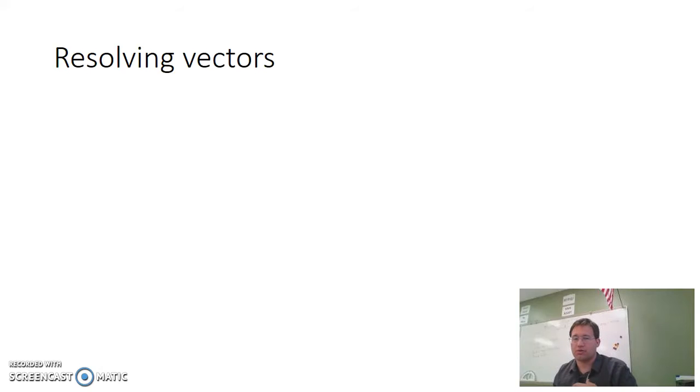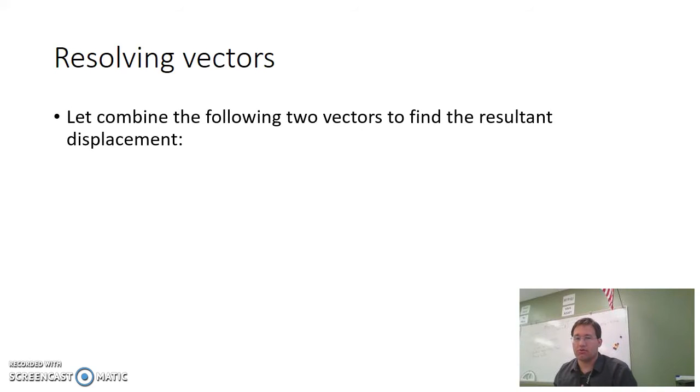So we're going to run through a little practice problem here. We're going to combine the following two vectors to find a resultant displacement. This is going to be one of the more difficult ones that you would have to do with 2D vectors. First one that we're going to use is 5 meters at 53.13 degrees. And that looks about like this. We represent it by this vector right here.